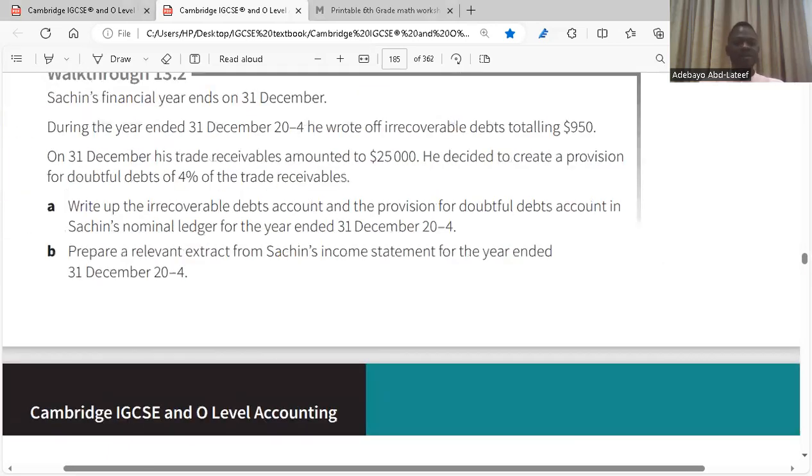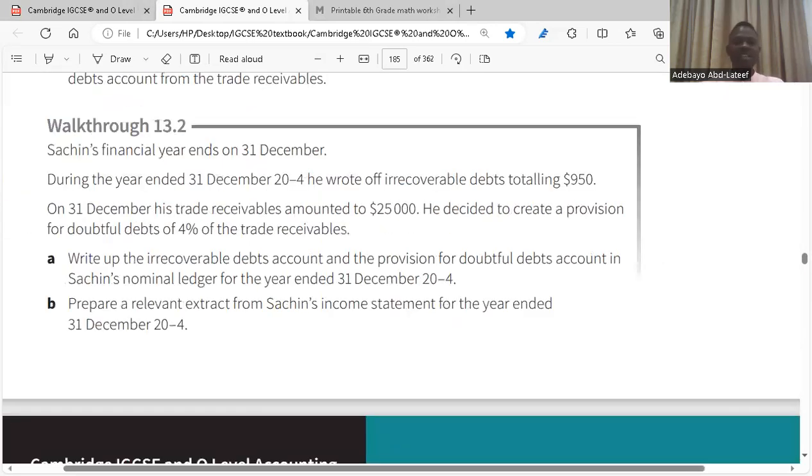Here we have, they said Sachin's year ended on 31st of December. During the year, he wrote off irrecoverable debt totaling $950. So there's irrecoverable debt of $950. Yes. That is one. Okay.